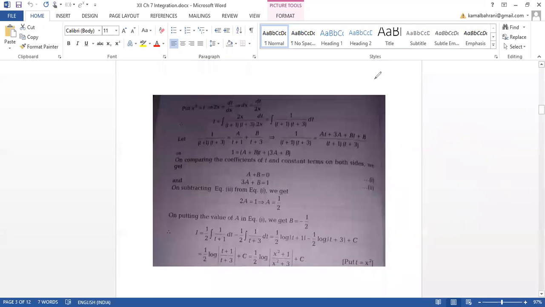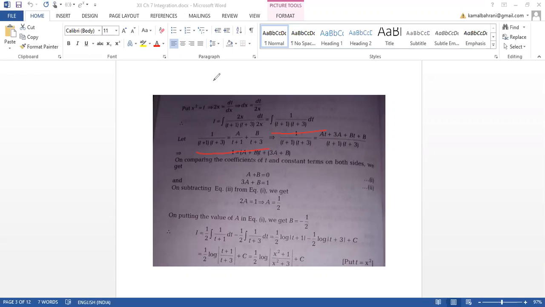Now just see, we are having this only, 1 upon this much I have explained to you. We got this t plus 1, t plus 3 dt. Now again partial fraction. 1 upon t plus 1, t plus 3 can be written in this form: A upon t plus 1 plus B upon t plus 3. Now again what we will do? Take the LCM of the RHS and then equate the numerator.